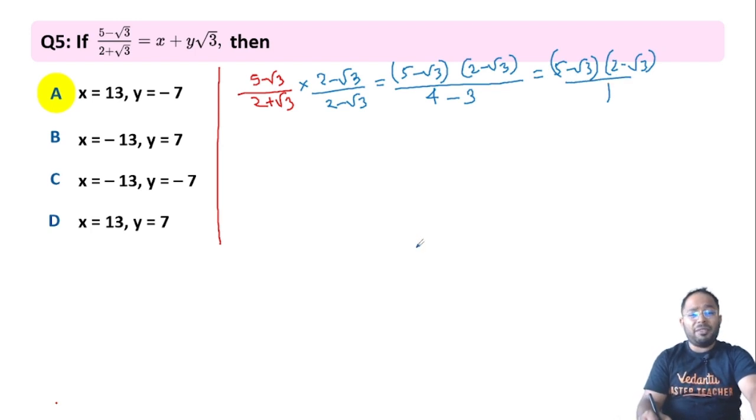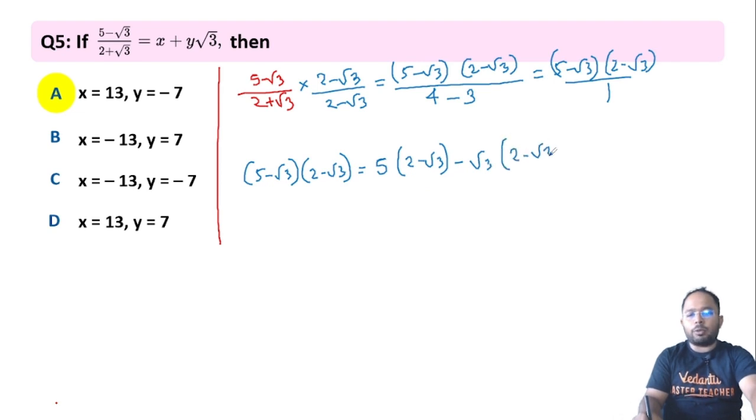Okay, but we have not got the answer yet because we need to find the values of x and y. So let's expand it. 5 minus root 3, 2 minus root 3. What we'll do, 5 gets multiplied with 2 minus root 3, then minus root 3 gets multiplied with 2 minus root 3. So let's see what we get. 5 twos are 10 minus 5 root 3 minus 2 root 3 plus 3. So that gives 13. 10 and 3 get added.